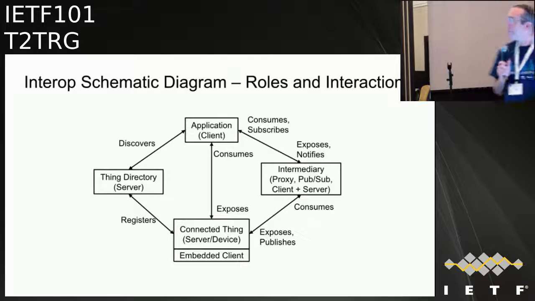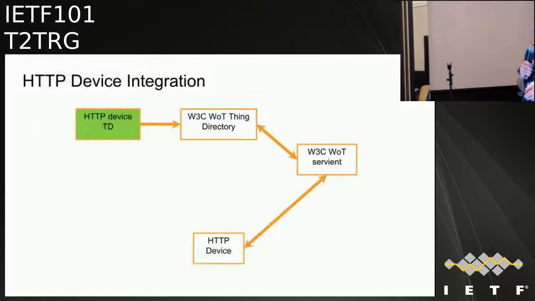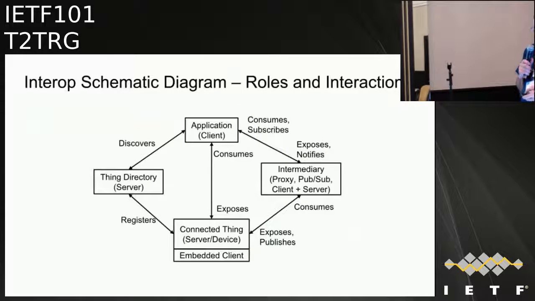Here we go. This is a schematic of what roles and services are available. Connected devices register with a thing directory, and then applications discover them. After that, the application might interact directly with the connected thing, or it might interact through some intermediary like a proxy or a pub-sub broker.